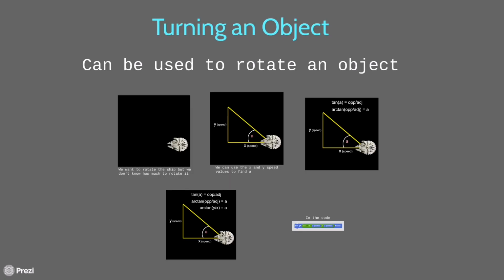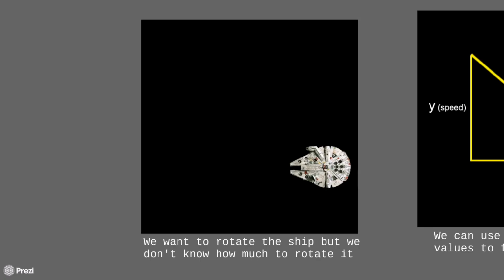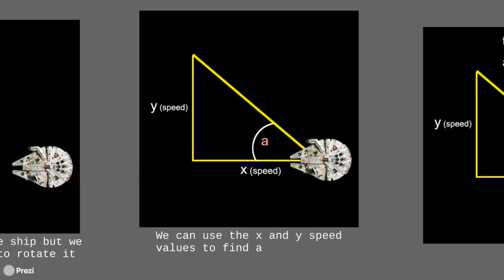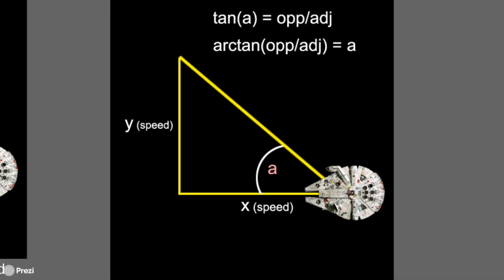Next topic is turning an object. Trigonometry can be used to rotate an object in game programming. For example, we want to rotate the ship, but we don't know how much to rotate it. We can actually use the x and y speed values to find A. Alright, so since we know the speed x and y, but we don't know angle A, we can use the trigonometric ratio for tangent, which is tangent A equals the opposite side all over the adjacent side.